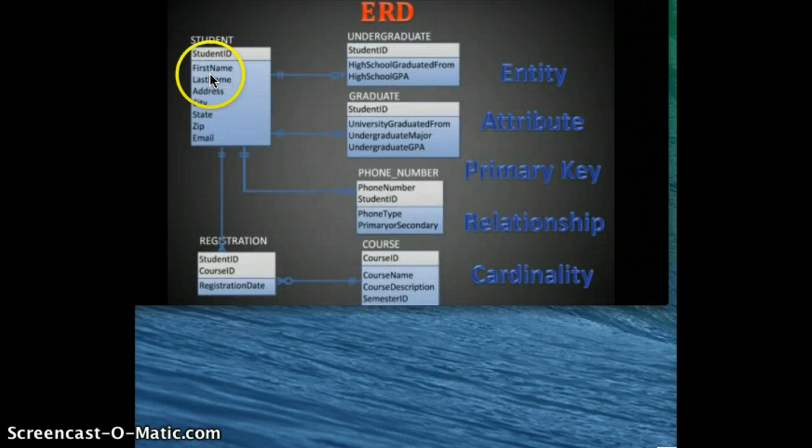So here we can see that our attributes are first name, last name, address, city, state, zip, email. And in undergraduate, you can see high school graduated from, high school GPA. These are basically descriptors of the entities.